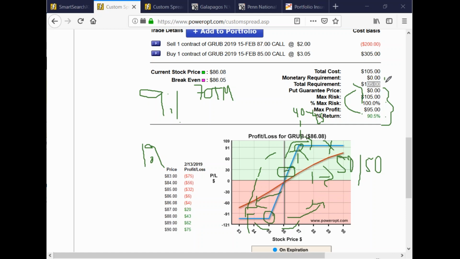So you can say this is a 1-to-1 risk-reward ratio, but you're probably only going to be right 50% of the time. 50% of the time you're taking the full loss. 50% of the time you're taking, okay, let's call it 45 and 45, and 10% you're break even right in the middle.